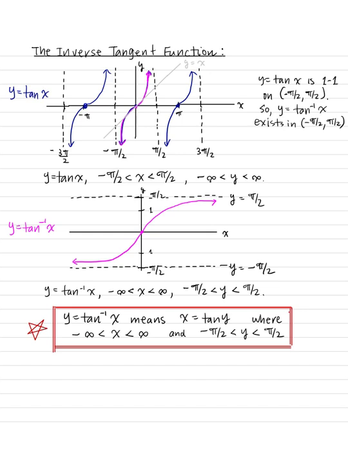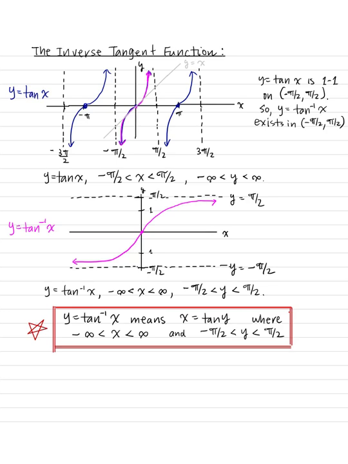So how do you write that? Is negative infinity less than y less than infinity. Now for y equals tangent inverse of x, you take that y equals tan of x and reflect that graph along the line y equals x, and the y equals tan inverse of x graph looks like the second picture on this note. Now for y equals tan inverse of x, the domain is all real numbers, and y values are between negative pi over 2 to pi over 2.